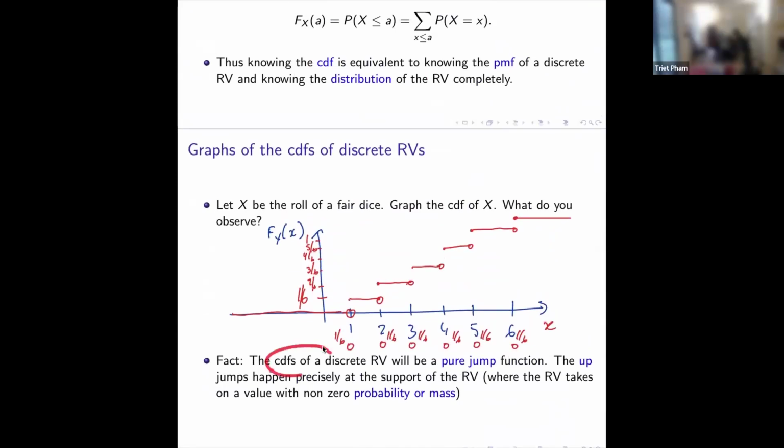Notice, the CDF of a discrete random variable will be a pure jump. Do we know what the word pure means? Another word for it is step function. The word pure here means besides a jump, it does not do anything else. Pure jump or step functions are the same thing, meaning that besides a jump, it's flat.